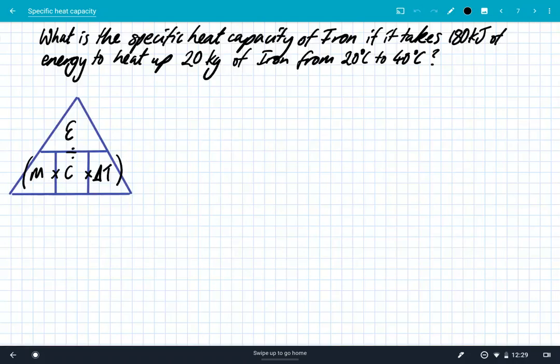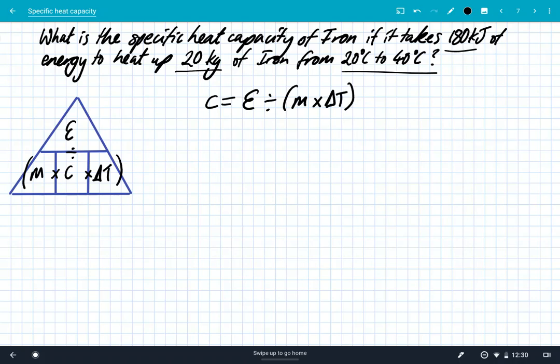The next example, we're going to look at how to calculate the specific heat capacity of iron if it takes 180 kilojoules of energy to heat up 20 kilograms of iron from 20 to 40 degrees Celsius. So we're going to cover up C because C is our letter for specific heat capacity. So C is equal to energy divided by brackets M times delta T. I've mentioned before how important those brackets are. Make sure you put them in.